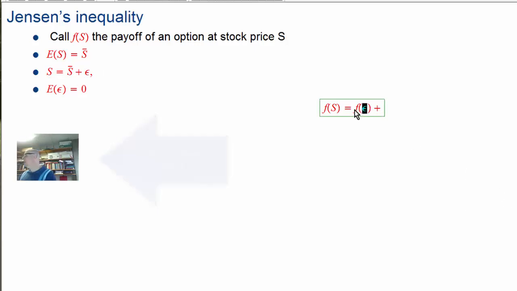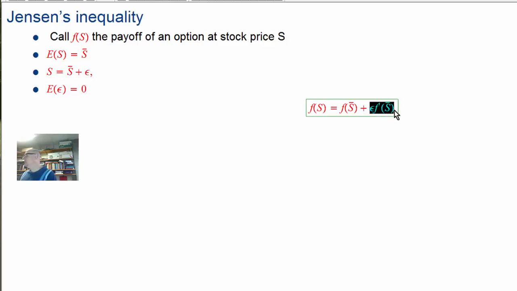If I'm expanding it about S bar, think of that as, in our standard calculus book, the a is where we would expand it about. So f of a, or f of S bar. And the next thing I need then is the first derivative with respect to S, evaluated at S bar, and then times S minus S bar, but S minus S bar is just epsilon.